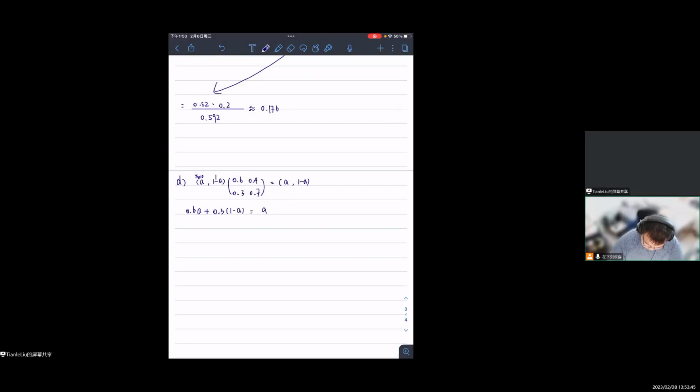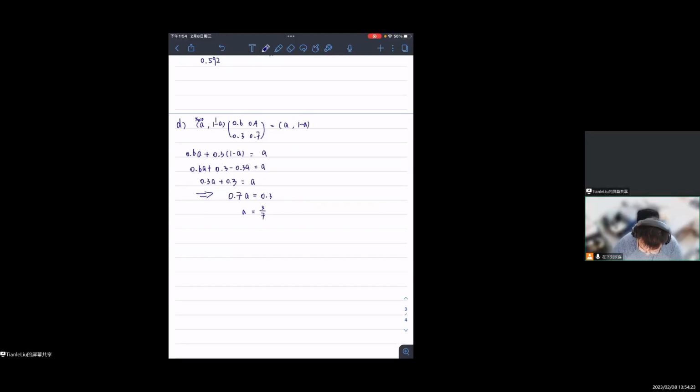right? So this is the 0.6a plus 0.3 minus 0.3a equals to a, which is 0.3a plus 0.3, which is equals to a. So this will be 0.7a equals to 0.3, which is a equals to 3/7.